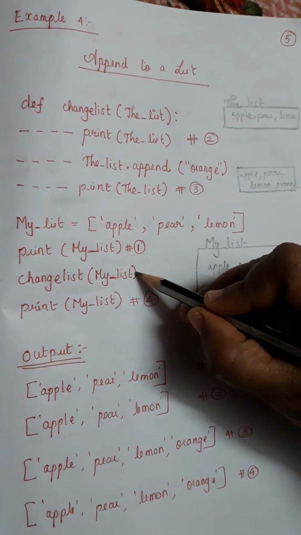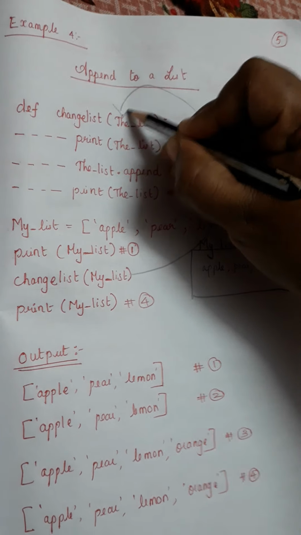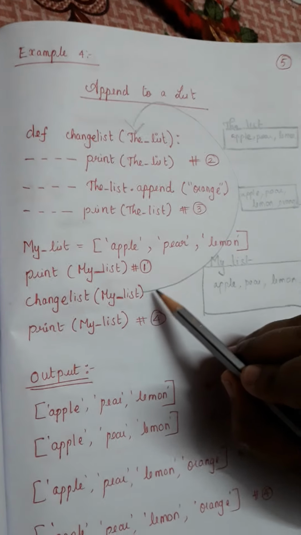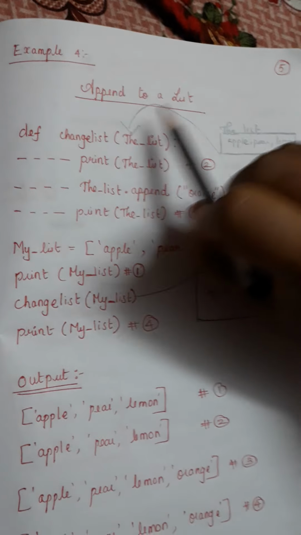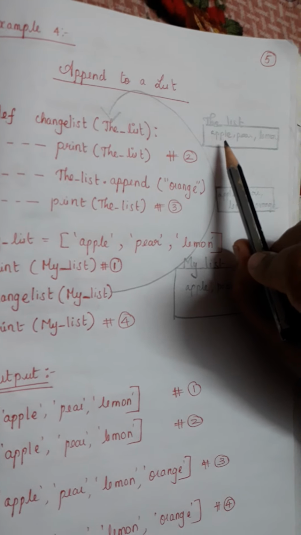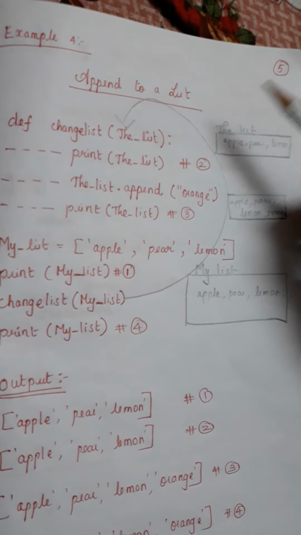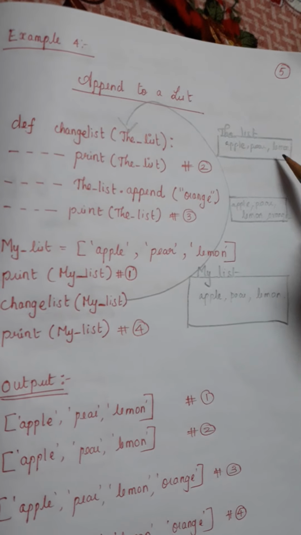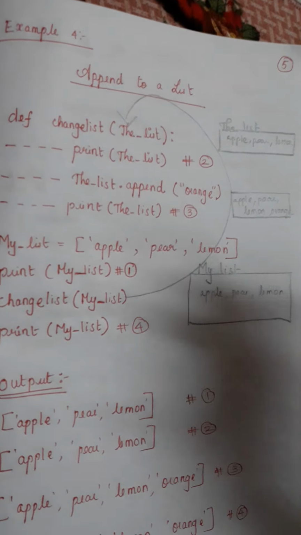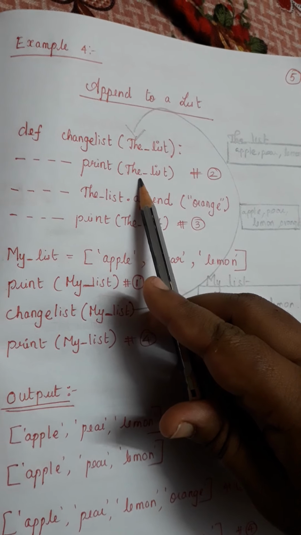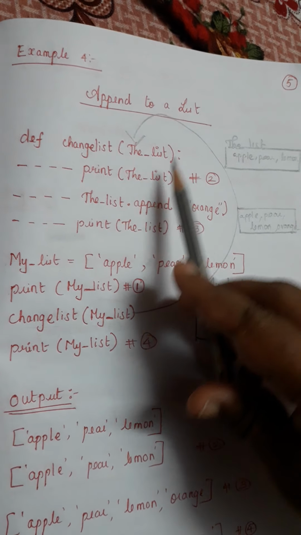So what happens is the program control moves from this line to this particular line. My list carries apple, pear and lemon to the list. Now the list will have the values apple, pear and lemon. Here I am printing the value of the list, so apple, pear, lemon gets printed here.